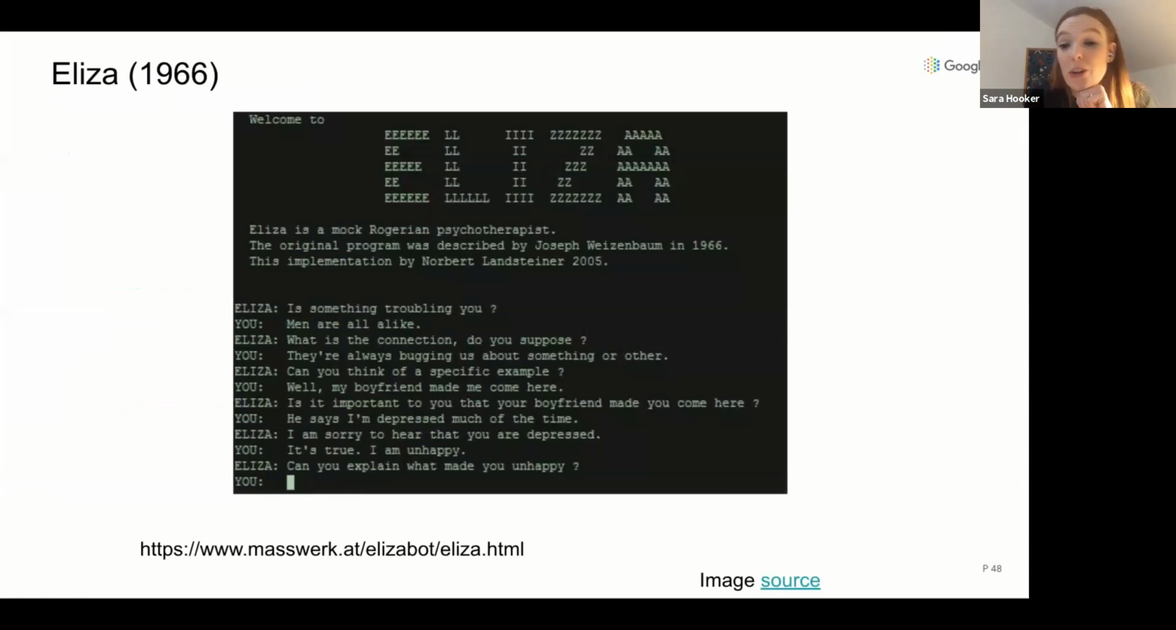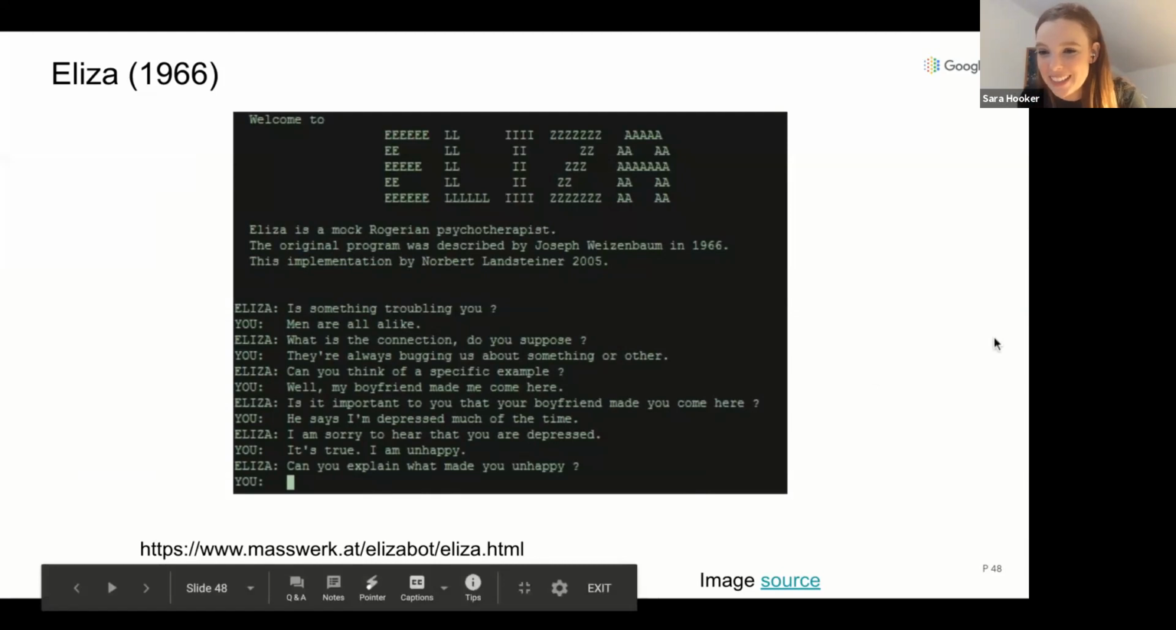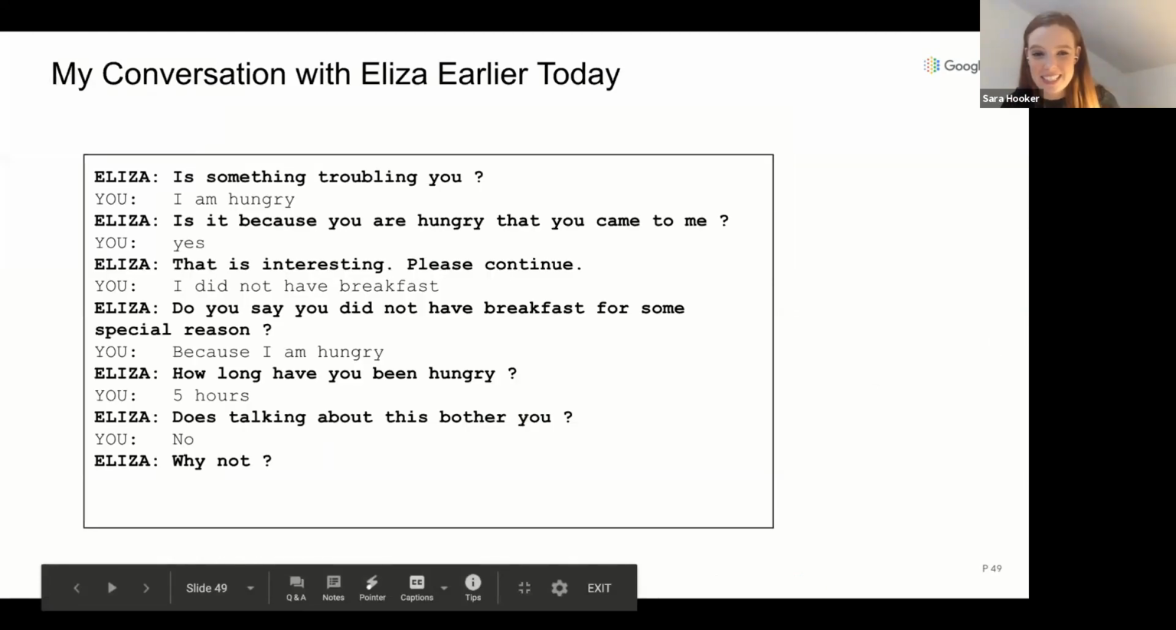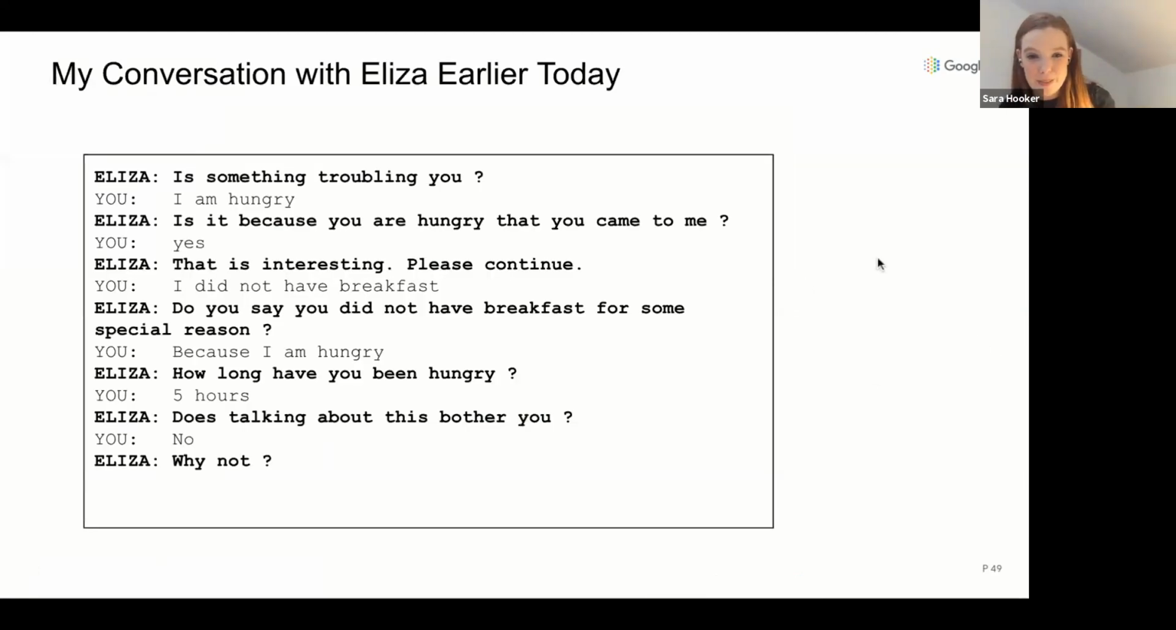And a great example of this was Eliza. So Eliza was a mock Rogerian psychotherapist. What's fun is if you go to this link, you can actually play with Eliza. And I did so earlier today. So this is my conversation with Eliza. What do you notice about this conversation with Eliza?